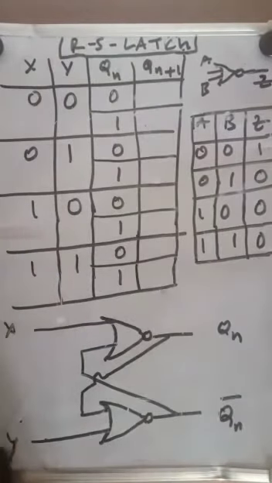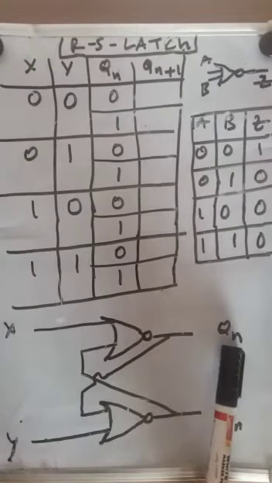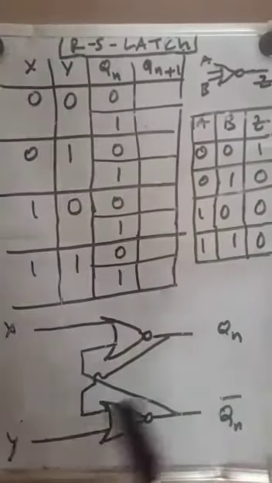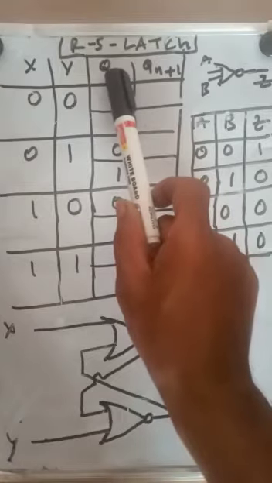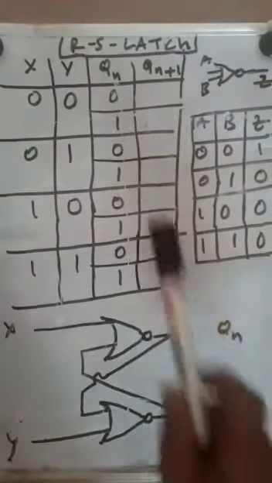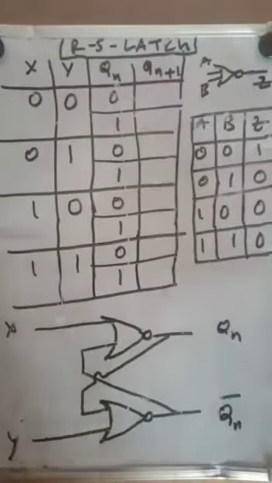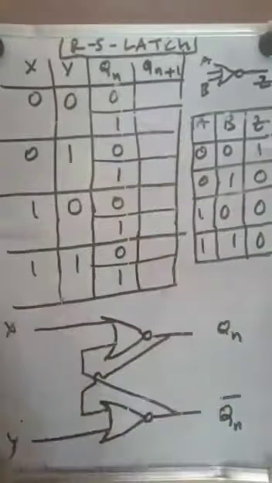So once the inputs are given, the output will definitely turn out. That is called the next state, which is why it is called Qn plus 1. Before giving the inputs, the output is Qn. After giving the inputs, the output is called the Qn plus 1 state, which is the next state. This is the truth table explanation.